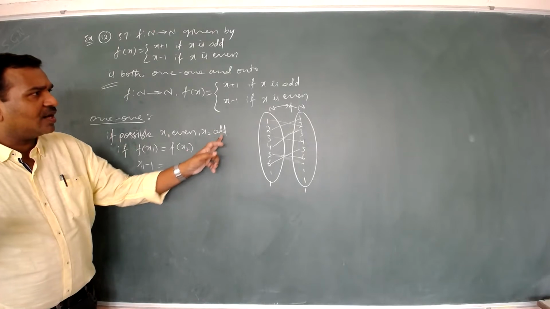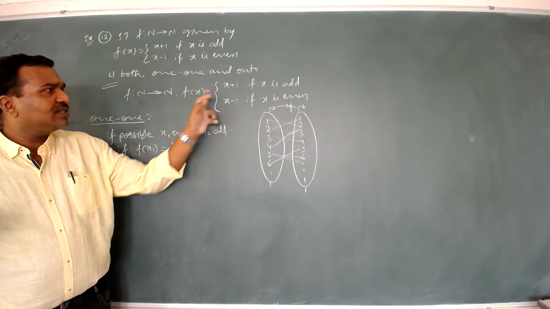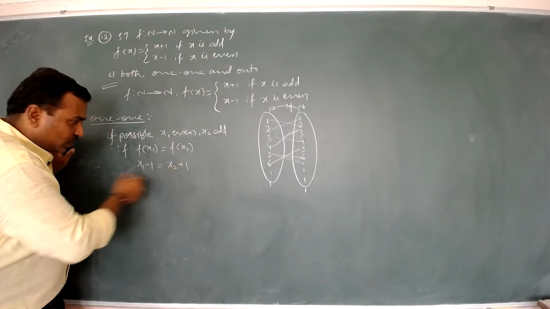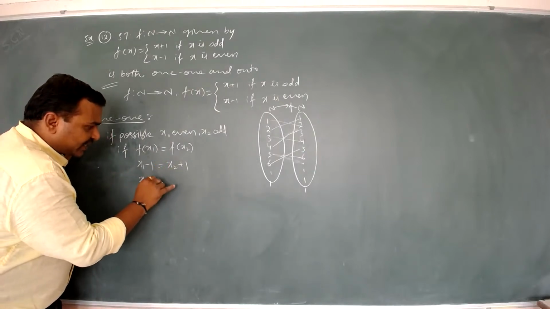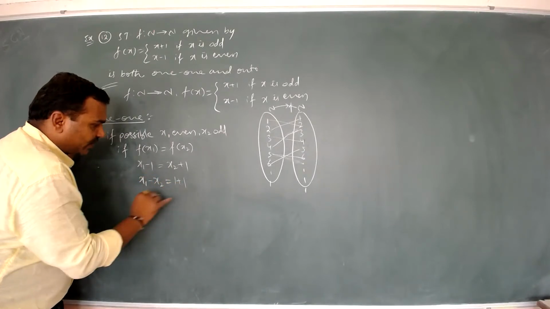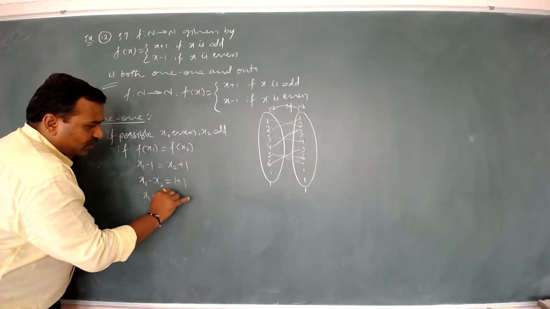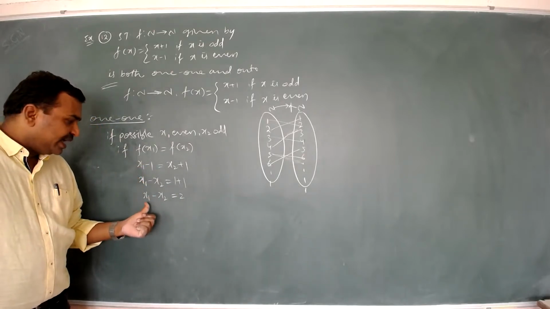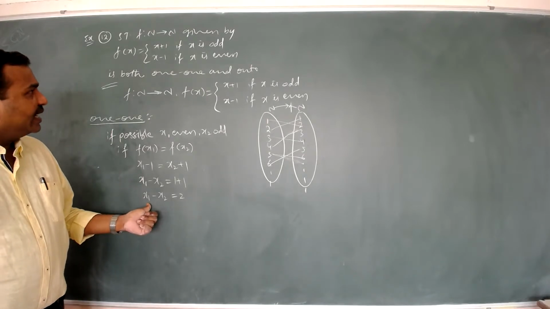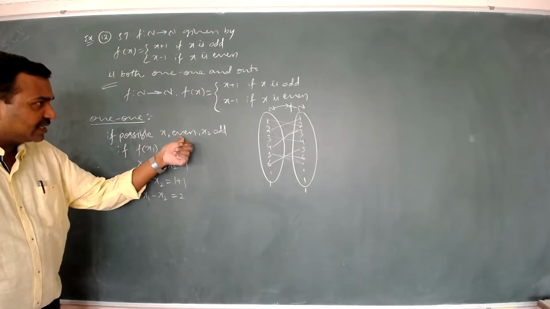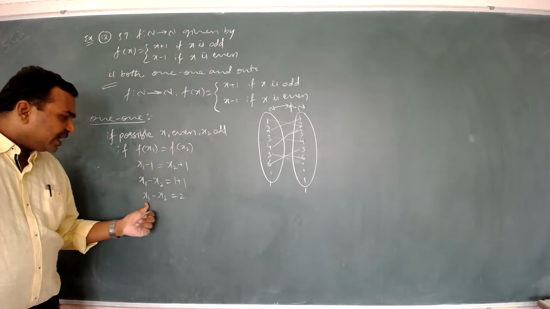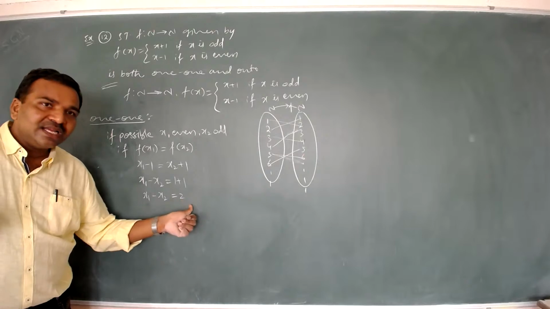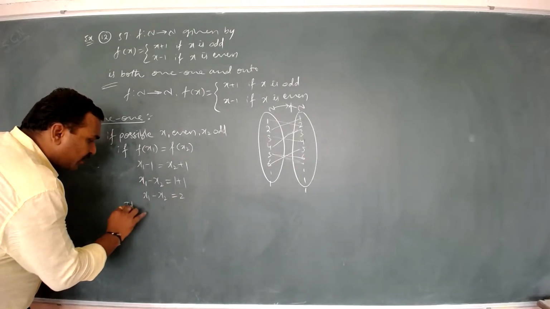What is x2? Odd. If x is odd, its value is x plus 1. That is x2 plus 1. So take it to one side. x1 minus x2 equal to 1 plus 1. x1 minus x2 equal to 2. Is it possible? It is not possible because it is odd. Correct? I'm taking x1 is even, x2 is odd. Even minus odd cannot be 2. So it is not possible.